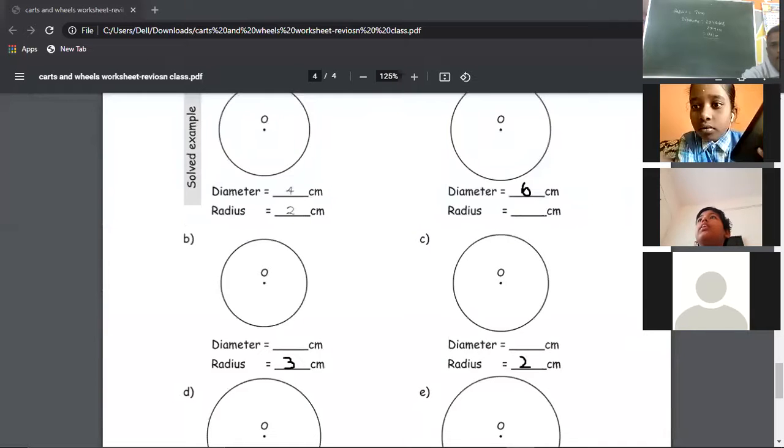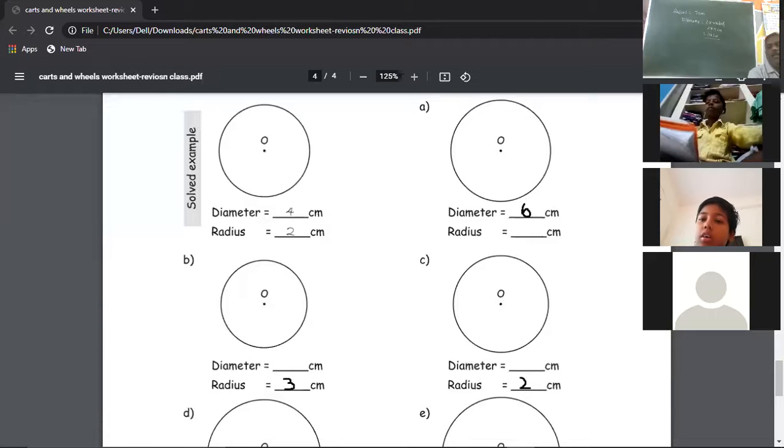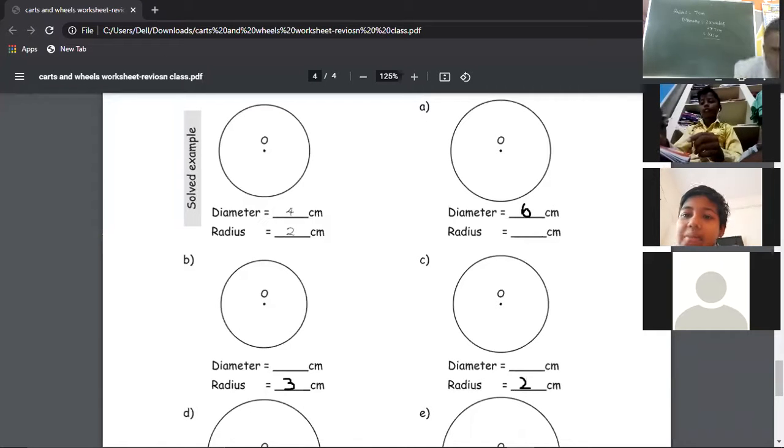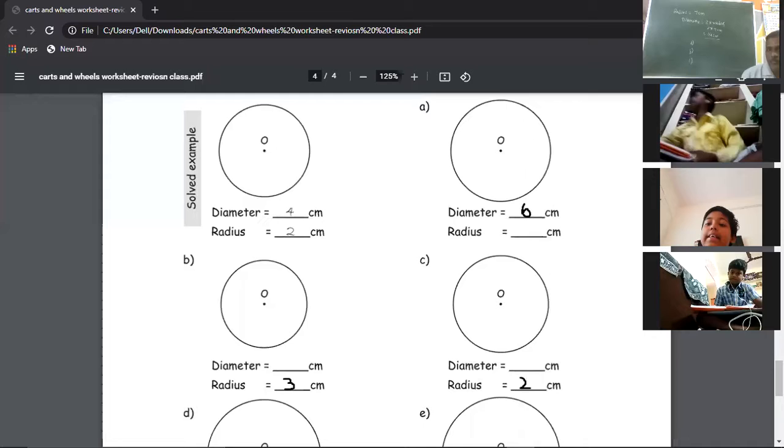Same type. Diameter and radius. Out of two, one is given, you have to find the other. One example is already there. Sir, all are the same circle, sir.